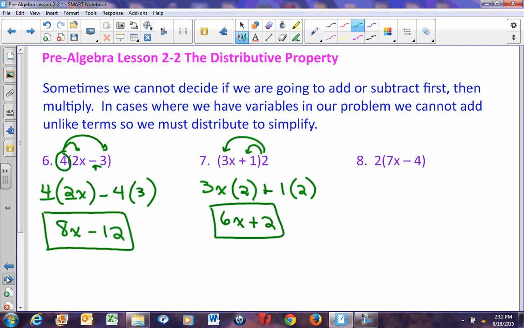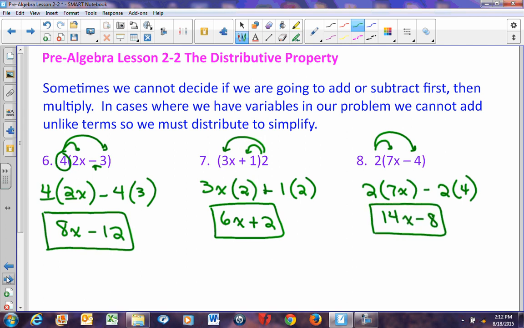Okay? If I take 2 parentheses 7x minus 4, again, I'm just going to distribute my 2 through everything. So it's going to be 2 times 7x minus 2 times 4. So 14x minus 8, those are not like terms, and we are done at that point in time.